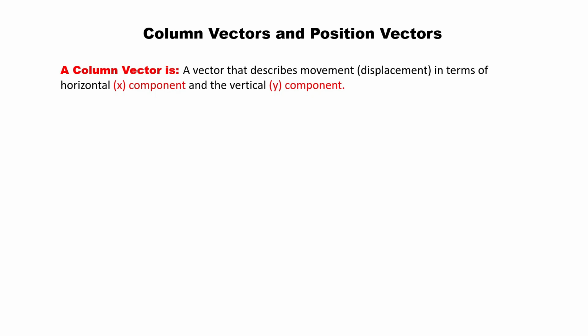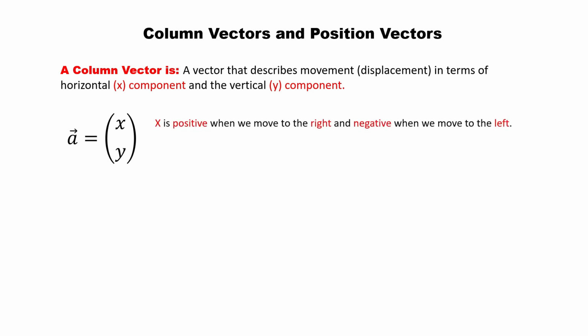Now, let us move to column vectors and position vectors. From the definition, a column vector is a vector that describes movement or displacement in terms of the horizontal, x, component, and the vertical, y, component. We can see here how we can write our vector a as a column vector in terms of x and y. Take note that x and y follow the Cartesian plane, where x is positive when we move to the right and negative when we move to the left. Also, y is positive when we move upwards and negative when we move downwards.